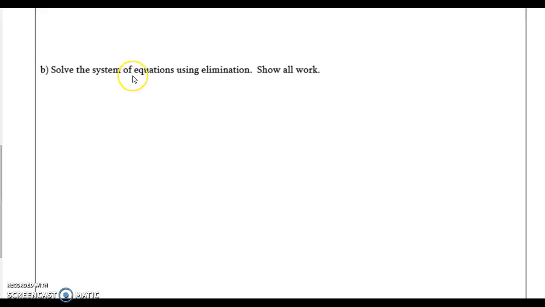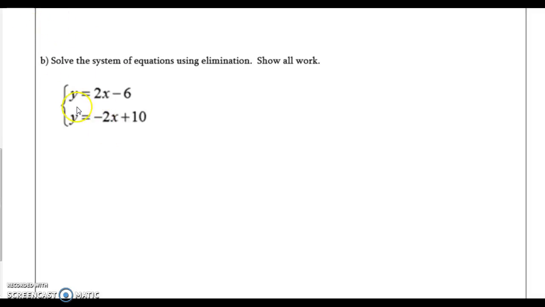Next, I'll solve the same system of equations using elimination. Remember, elimination means we have to find two coefficients that are opposites, like, let's say, 2 and negative 2, which this system of equations has. So now that I rewrote both equations, you can see that this 2x and this negative 2x, if we were to add these together, they would eliminate. They would become 0. So what I'm going to do is just add both equations together.